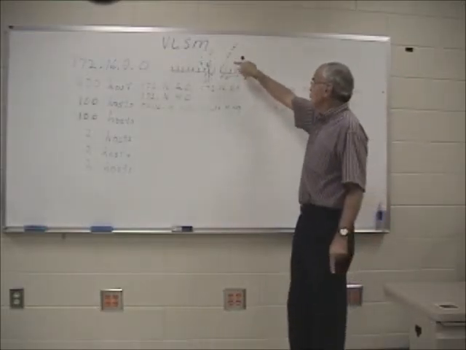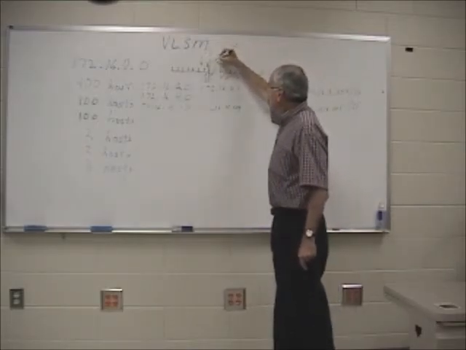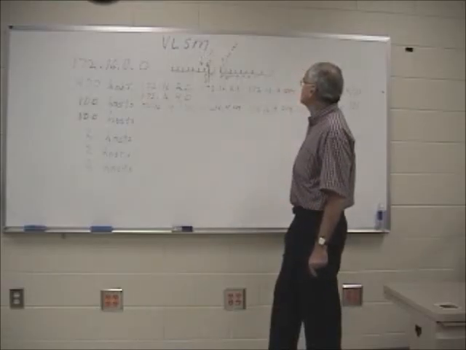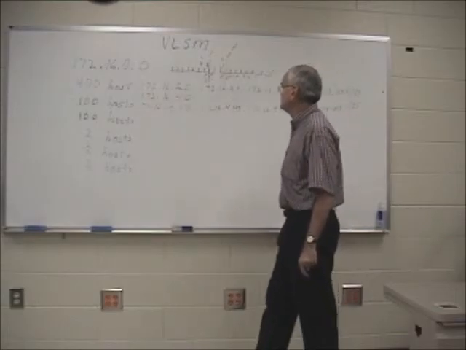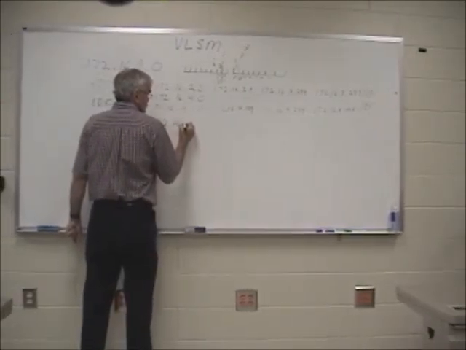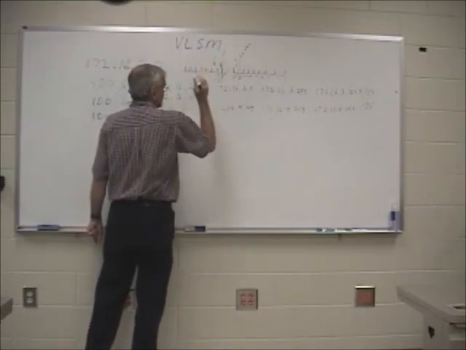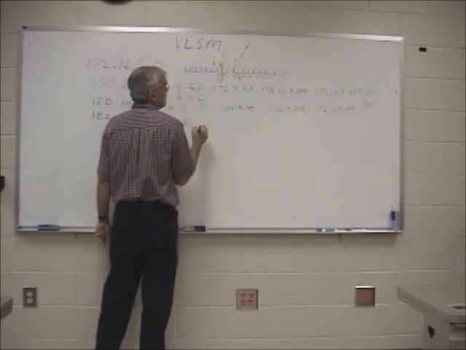Second one of these, which is our third subnet, we're actually going to do a 1 and a 0 right here. So we'll end up with 172.16. 4 and 1 is 5. Dot 0.